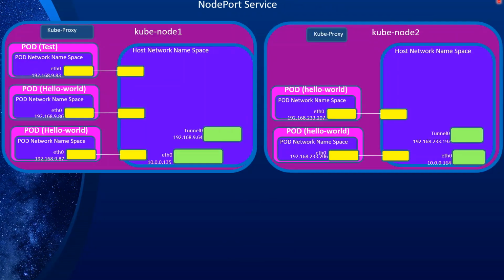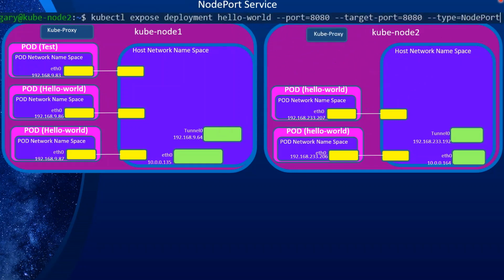Now let's take a look at the NodePort service. All the NodePort service really does is expose the ClusterIP virtual IP to the outside world. And let's see how it does it. First of all, to create a NodePort service, the syntax is exactly the same as ClusterIP. The only difference is that for the type we specify NodePort.